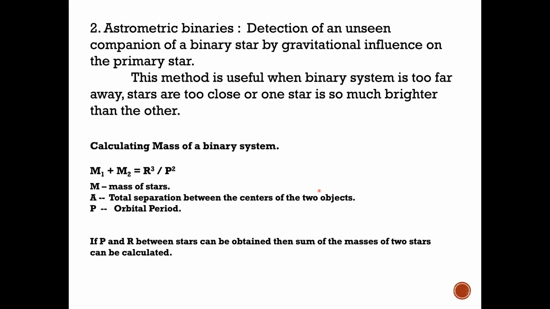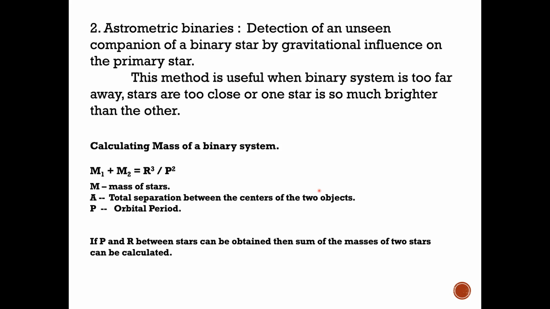Or stars that are too close to one another, right? So that means if the two stars are very close together, it is hard to resolve them with a telescope. Or if they are so far away, then it is also hard to observe that there are two stars, right? So for these kinds of star systems, you have to use this astrometric method, right?